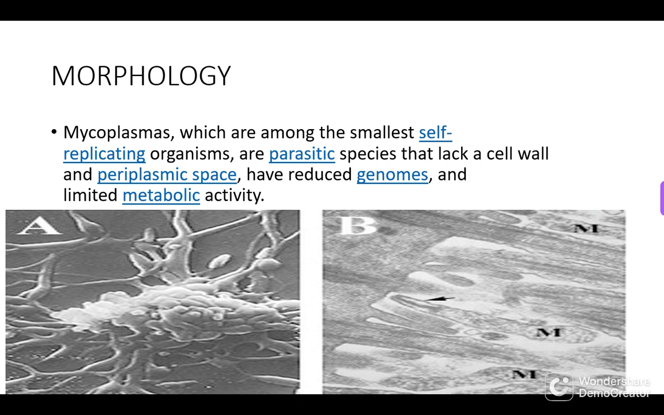Morphology: mycoplasmas are among the smallest self-replicating organisms and parasitic species that lack a cell wall and a periplasmic space. So they have the characteristic features of a parasite also, with dependency on the host. The cell wall is lacking, genomes are reduced, peptidoglycan is missing, and they have limited metabolic activity. And that is why their survival is very, very prolonged.